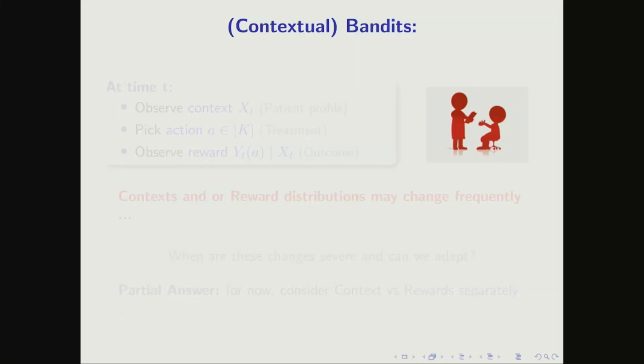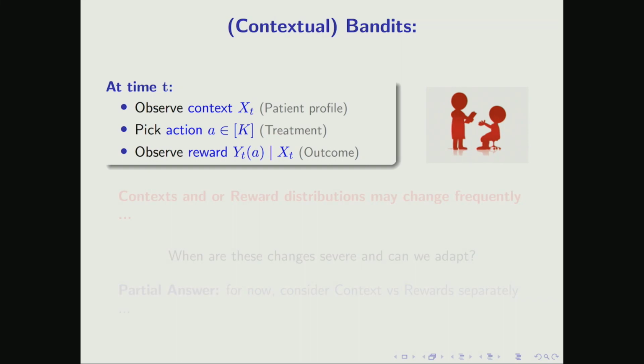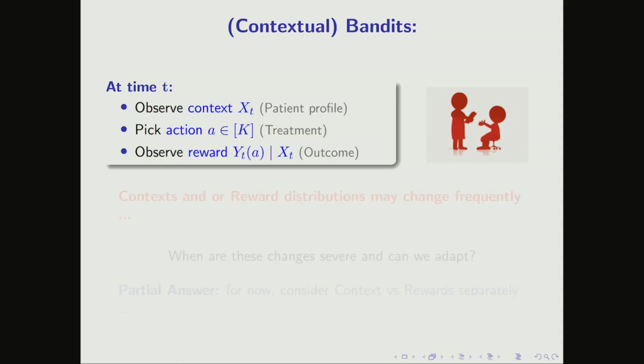Okay, so contextual bandit: at time t, we observe a context x_t, here a patient that comes in, a patient profile. We observe a context x_t, and then we pick an action A out of a finite set of actions. It's a treatment, but it's a treatment geared at that particular profile of the patient. And then we observe a reward, y_t of A given x_t, the outcome, like did we do well? Is the patient recovering?